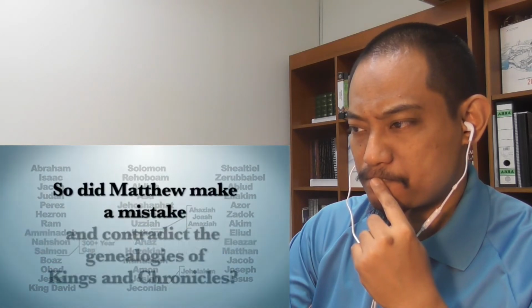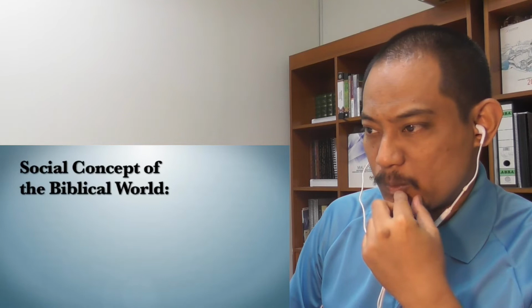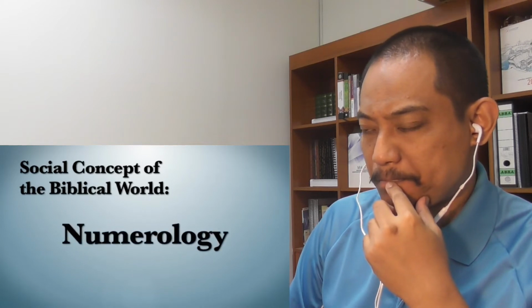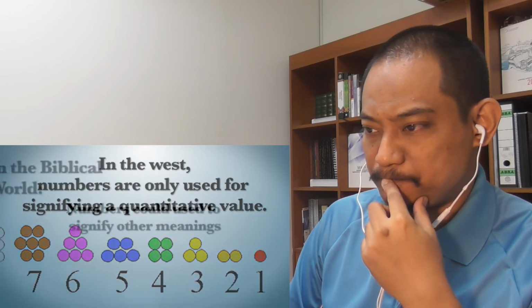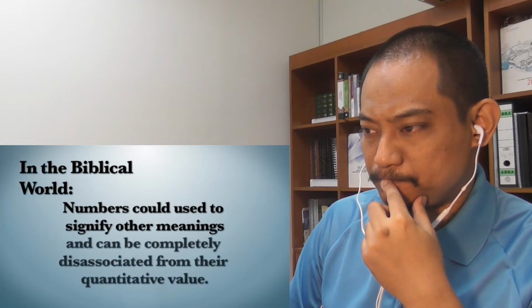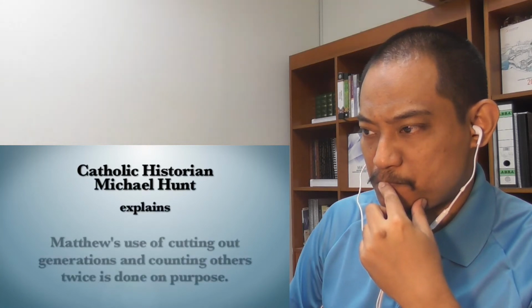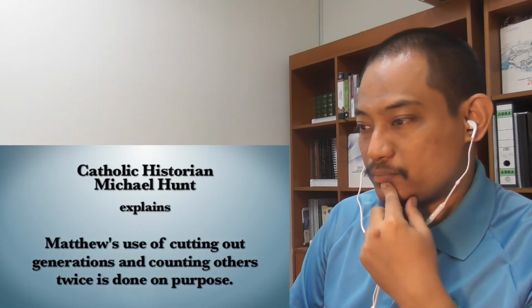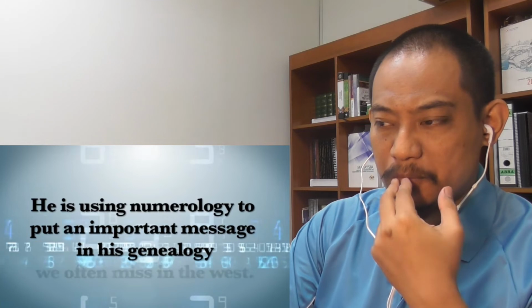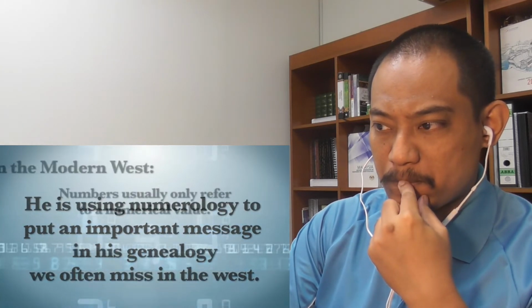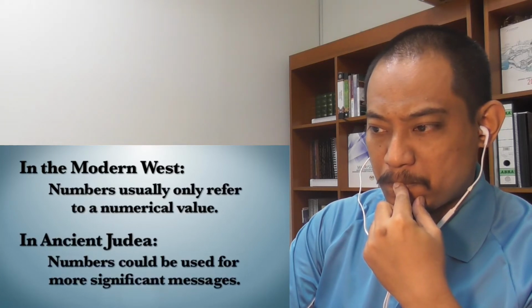So did Matthew make a mistake and contradict the genealogies of Kings and Chronicles? Well, this can be resolved by looking at a social concept of the biblical world with regards to numerology. In the modern West, numbers are only used for signifying a quantitative value, but in the biblical world, numbers could be used to signify other meanings and can be completely disassociated from their quantitative value. The Catholic historian Michael Hunt explains Matthew's use of cutting out generations and counting others twice is done on purpose because he is using numerology to put an important message in his genealogy we often miss in the West. Again, for us, numbers usually only refer to a numerical value, but for the ancient Jews, numbers could be used for a more significant message.